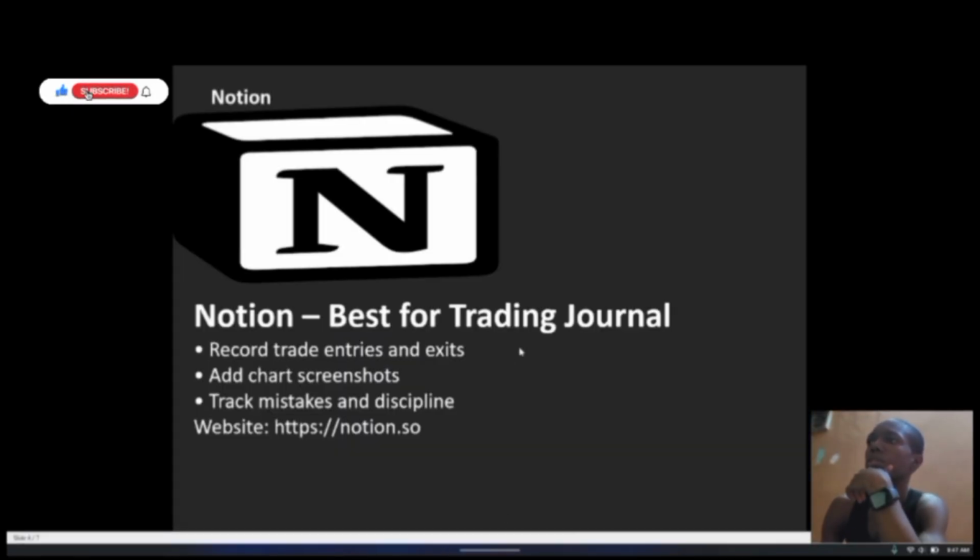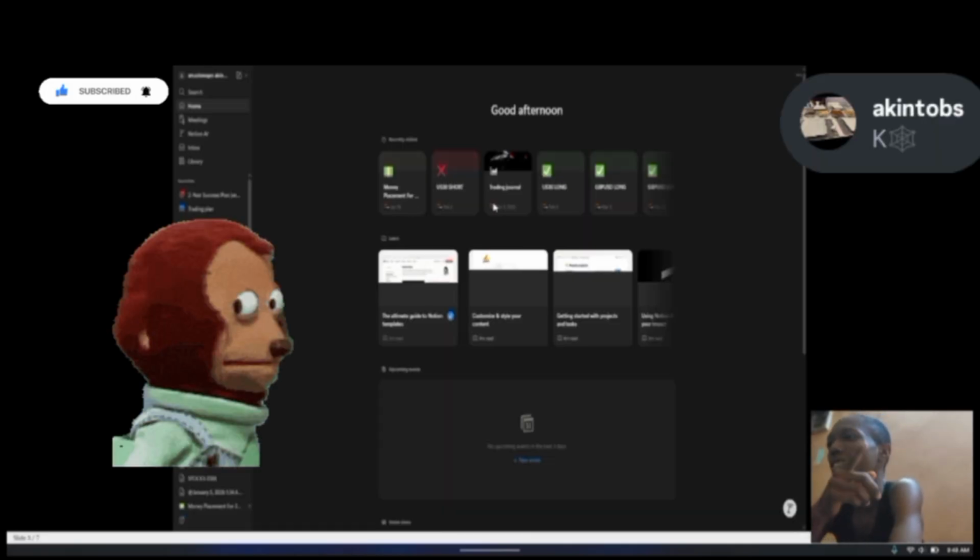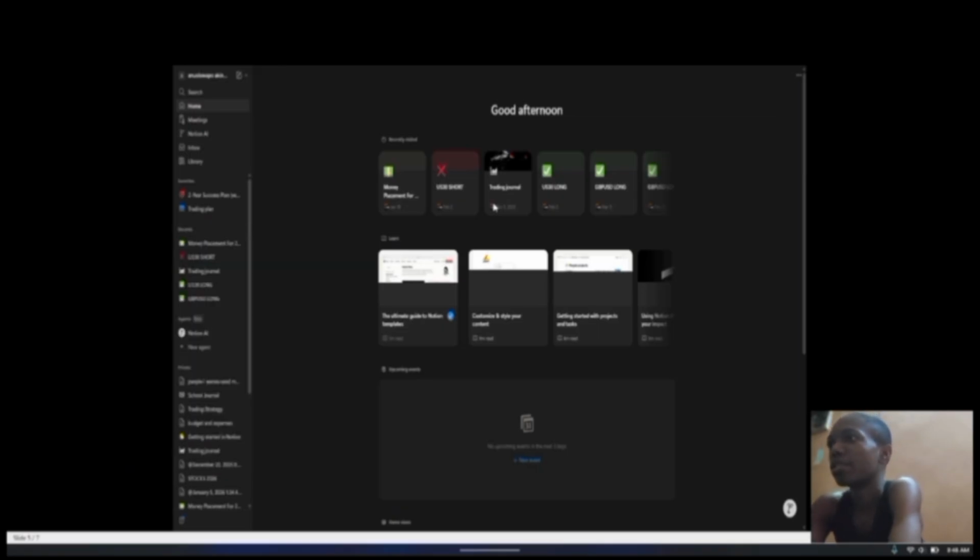You can backtest, and this is a screenshot from a friend of mine. I know FX. Shout out to you. Yeah, you can just add screenshots like he did there. Add screenshots of your trades, and it's very helpful to keep track of your trades.